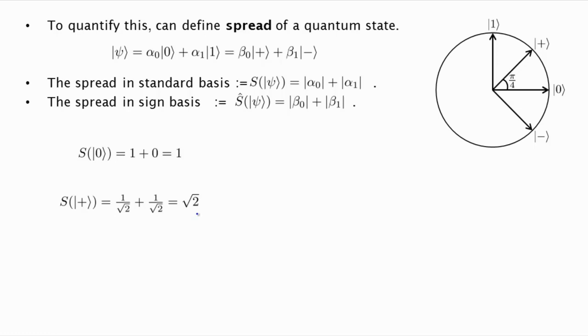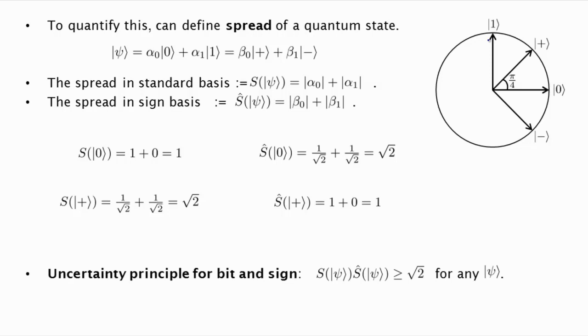So the claim is that the only way the spread can be small, that it can be 1, is if you know the bit perfectly. And the farther from 1 it is, the less certain you are about the bit value. The same thing holds for the spread in the plus/minus basis. So plus and minus have spread 1, and anything else has larger spread. And 0 and 1 have maximal spread of square root 2 in this basis.